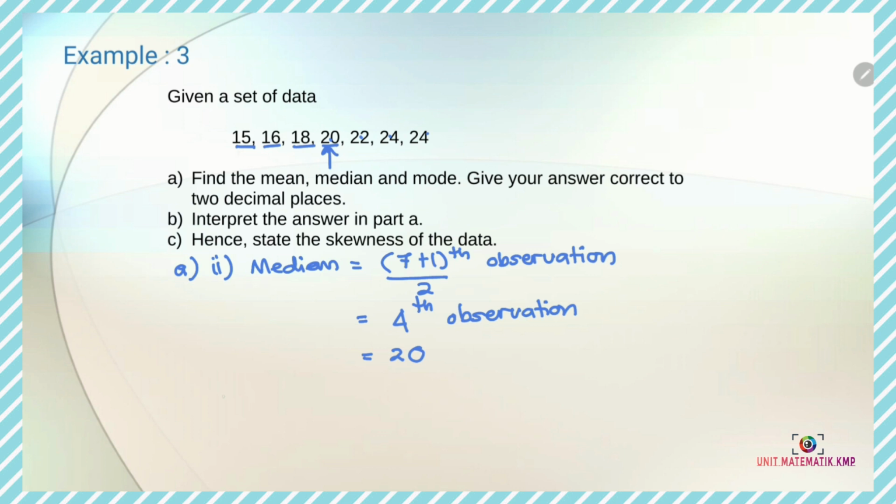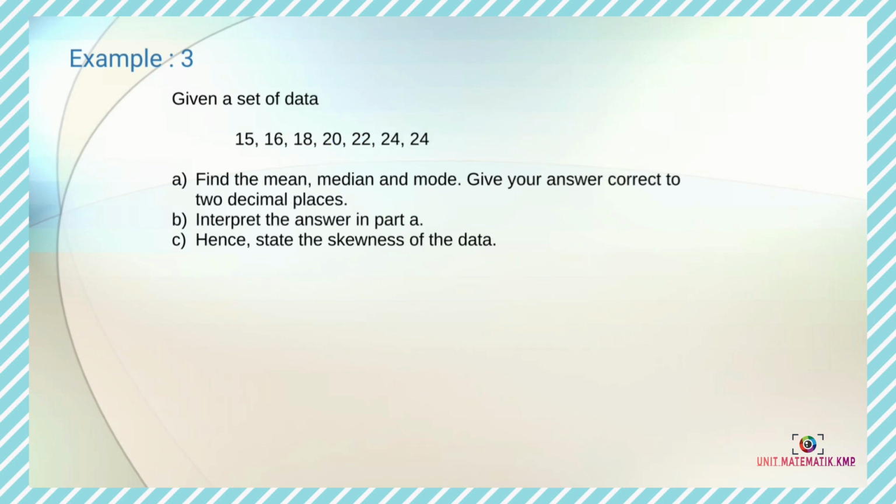And the last one is mode. Is the most common value here. Then we get 24. We have 24 here. Then the mode is 24. Next, we move to the question B. Interpret the answer in part A.